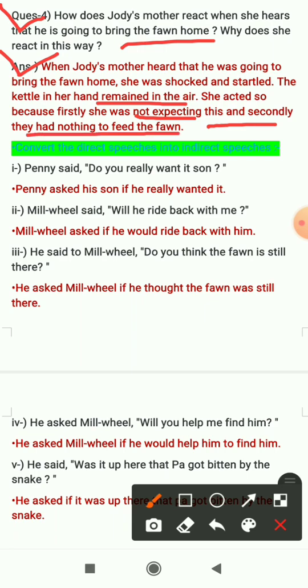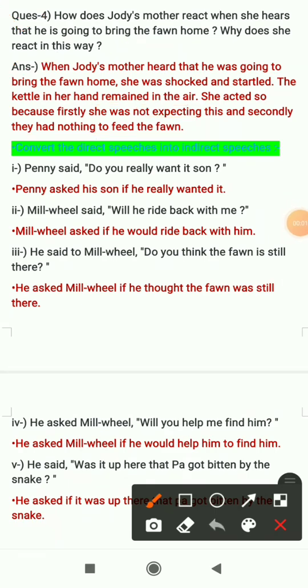So when Jody's mother heard that Jody was going to bring the fawn home, she was shocked first of all, and she had a kettle in her hand which remained in the air. She reacted so because she was not expecting that from Jody, and secondly they had nothing to feed the fawn, and that's why she reacted like this.